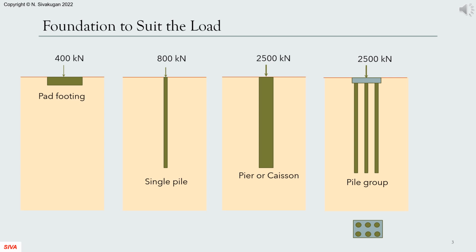The figure on the right shows a 2x3 pile group. A reinforced concrete pile cap at the top is used to rigidly connect the pile group to the column.